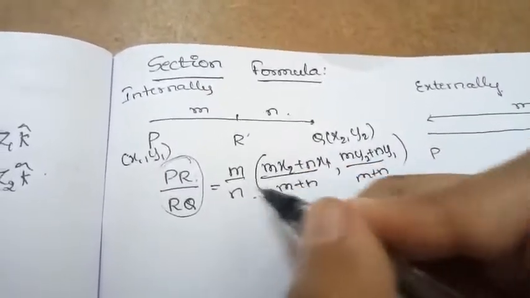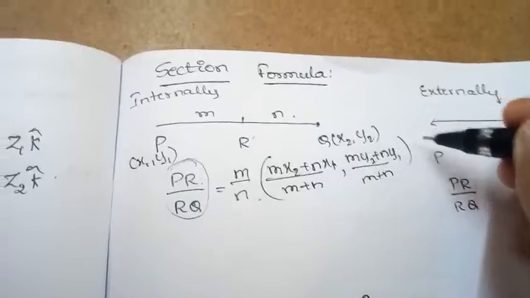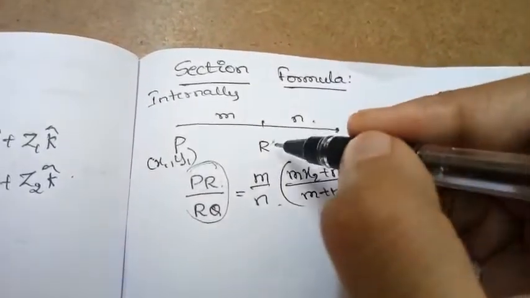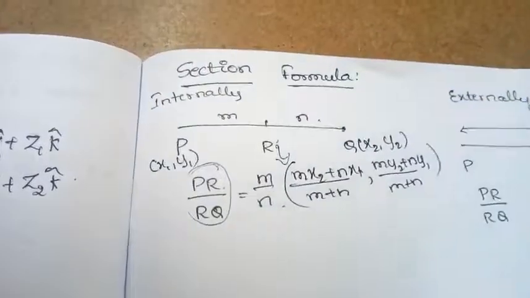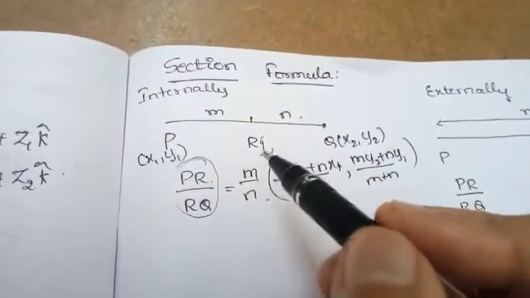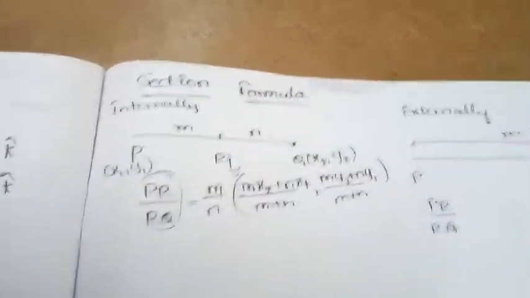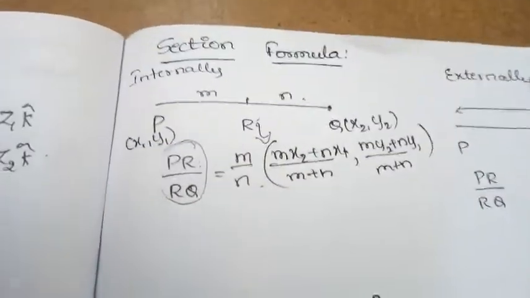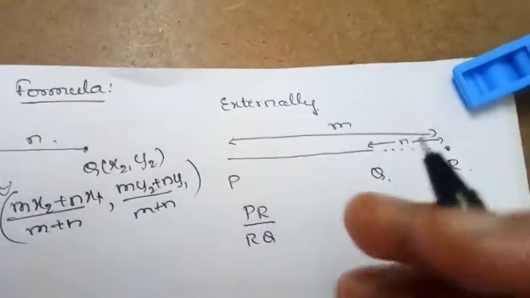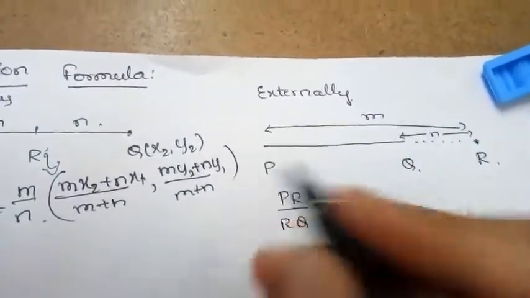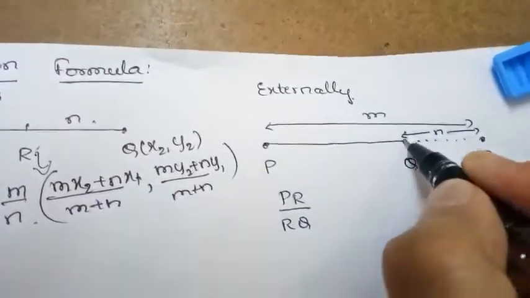Suppose it is in 3 dimensions, then there is another term, that is (mz2 + nz1) divided by (m + n). So this is the coordinate of that point R, which is dividing the line segment PQ in the ratio m:n. So this is internal division. Next is external. When it comes to external, how is it going to be? I even explained this last year also.